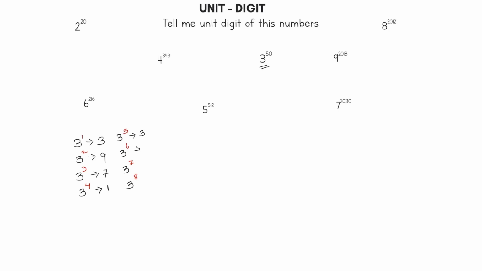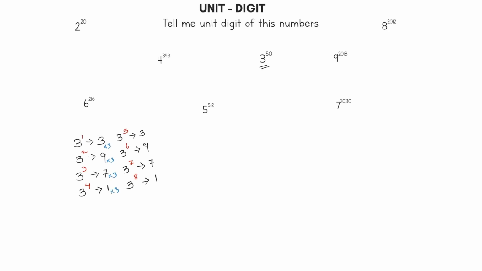After 3, I am going to have a 9, because 3 raised to 6 is nothing but 9 into 9 into 9, 729. So my unit digit here is 9. 3 raised to 7 will have a unit digit of 7, and 3 raised to 8 will have a unit digit of 1. In case you don't know what is 3 raised to 5, 3 raised to 4, you don't need to know that. Just multiply the previous number by 3. 3 into 3, 9. 9 into 3, 27, 7 here. 7 into 3, 21, 1 here.